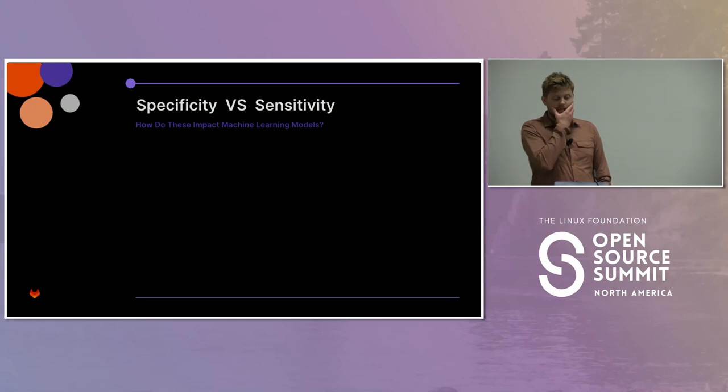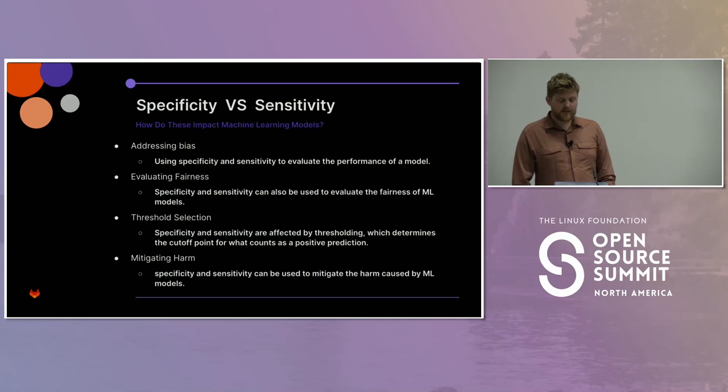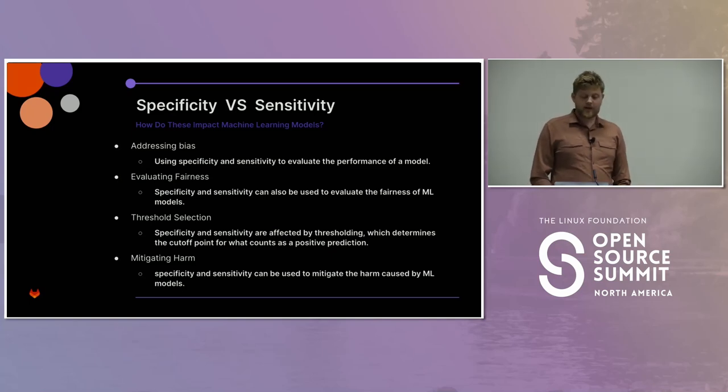It is important to note that sensitivity and specificity are inversely related. As sensitivity increases, specificity decreases, and vice versa. This means that it is not possible to optimize both indicators simultaneously. It is important to consider both sensitivity and specificity in order to select the best model for the task at hand. So let's take a look at a few ways these indicators can help us create fair machine learning models.